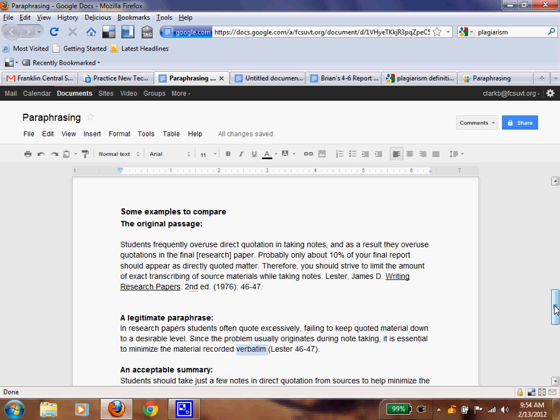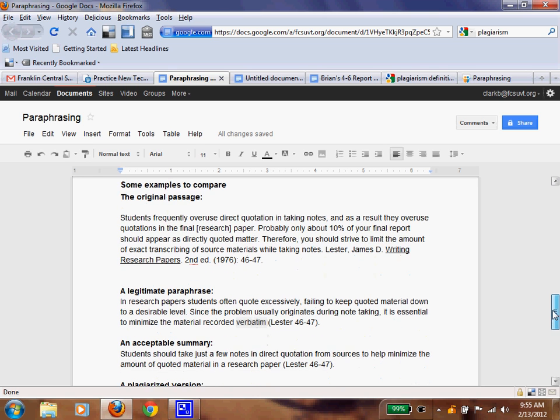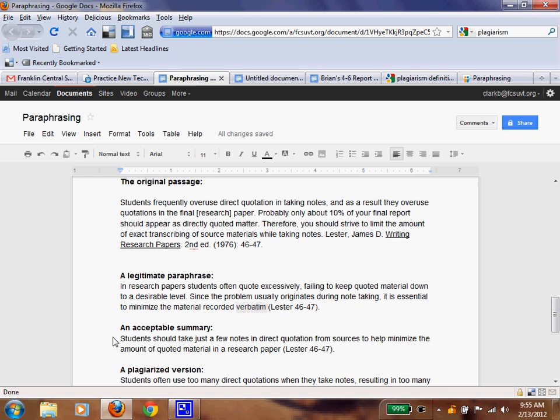So hopefully when we did the note-taking lesson, you paid attention on how to take efficient notes so that way you don't allow yourself to plagiarize. Now this is a summary of what is said. Students should take few notes in direct quotation from sources to help minimize the amount of quoted material in research paper. Okay, that's just a summary.